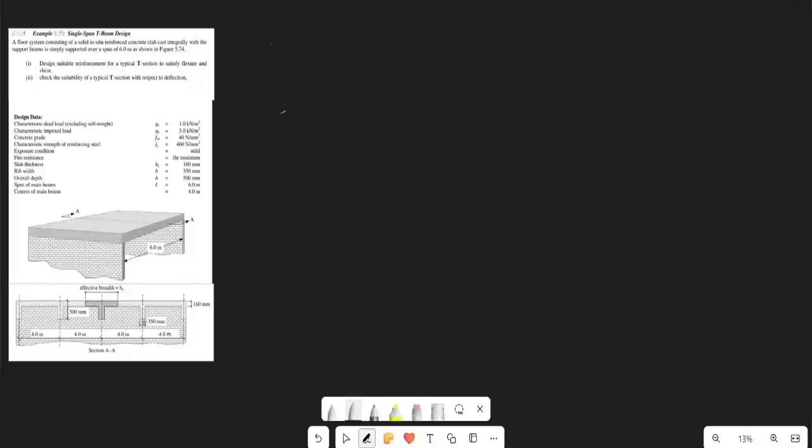We have the dead load, we have the imposed load, we have the concrete grade, we have the characteristic strengths of reinforcing steel, we have the exposure conditions, and we have the fire resistance, slab thickness, rib width, overall depth, span of main beams, and center of main beams. All right, all this information is necessary for us to carry out our design procedure.